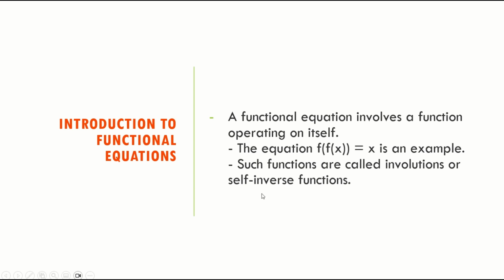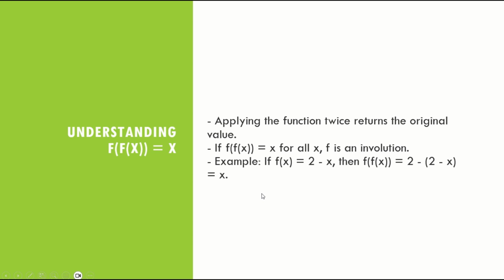What are the advantages and how do you operate? Let's understand it easily in a mathematical way with an example. We are applying the function twice on itself. You took an x, applied the function on it, then it is f of x, then apply the function again on it, f of f of x, which is equal to x, for all x. Then it is an involution.